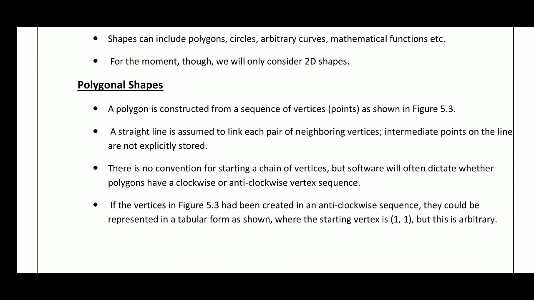So the polygon shapes here: a polygon is constructed from a sequence of vertices. So a polygon will be calculated with the help of vertices, and for example, a polygon has more than 3 vertices. So depending on how you develop a polygon, a straight line is assumed to link each pair of neighboring vertices. So if I connect one line, I need 2 more lines to connect the end points of those lines. Intermediate points on the lines are not explicitly stored. So there is no interconnection of those points internally, but at the end points there should be some points which are connected, and there is no convention for the start of the chain of vertices. So there is no certain rule about where I should start.